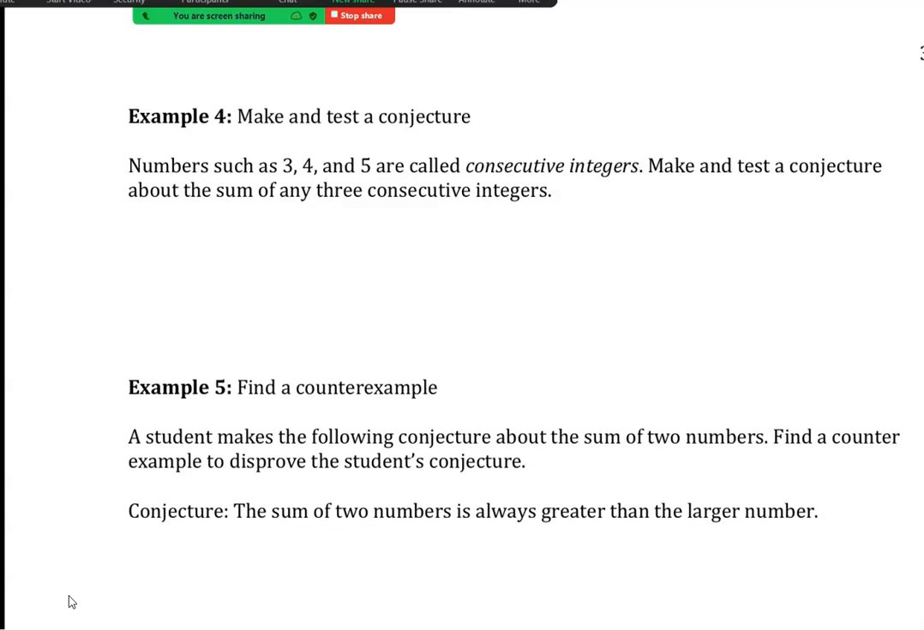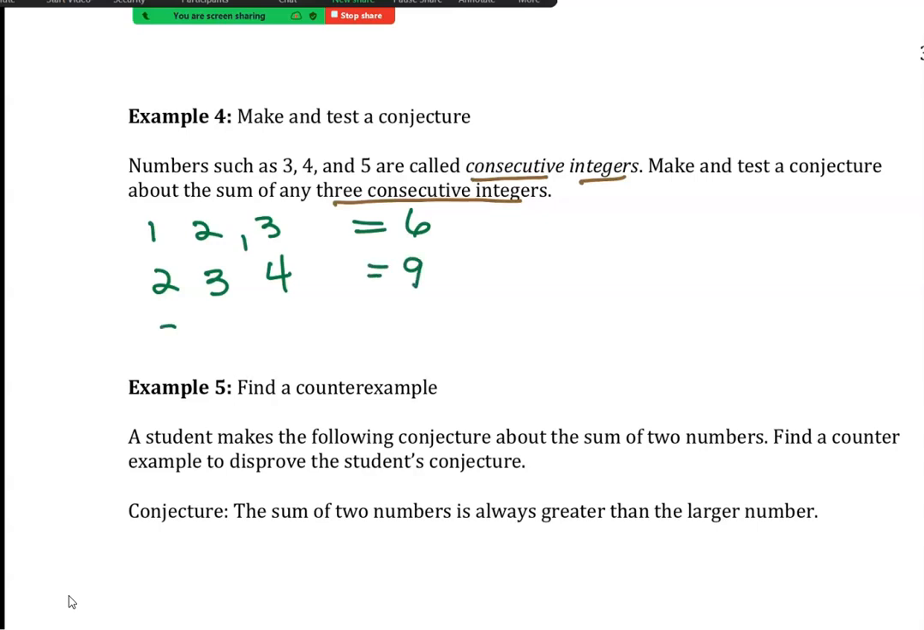Let's keep going. Make and test a conjecture. Numbers such as 3, 4, and 5 are called consecutive integers. That means in a row. Make and test a conjecture about the sum of any 3 consecutive integers. Okay, let's start looking for a pattern. How about 1, 2, and 3? If you add them together, you will get 6. How about 2, 3, and 4? That's 9.